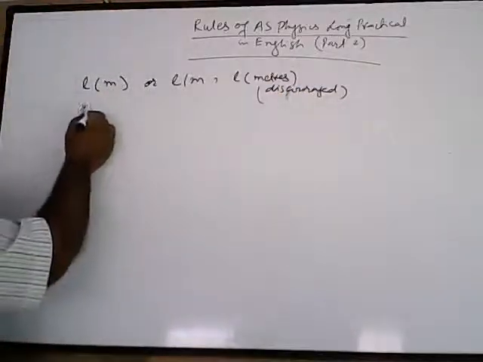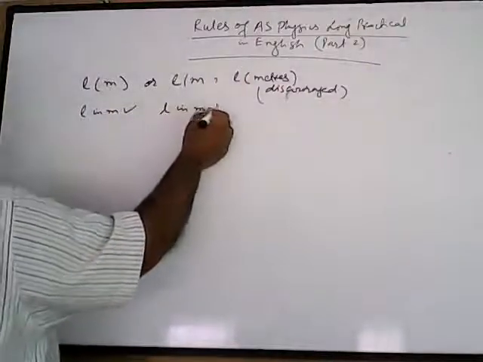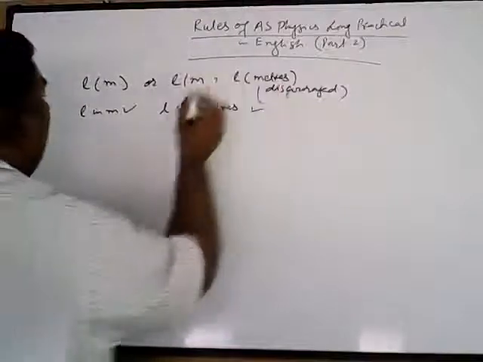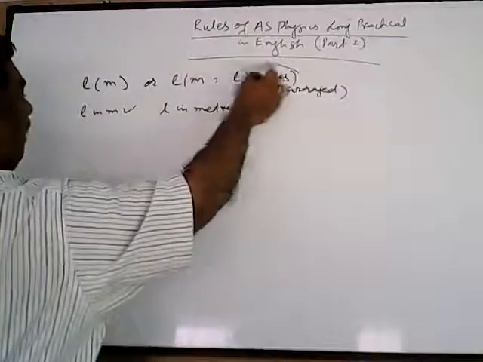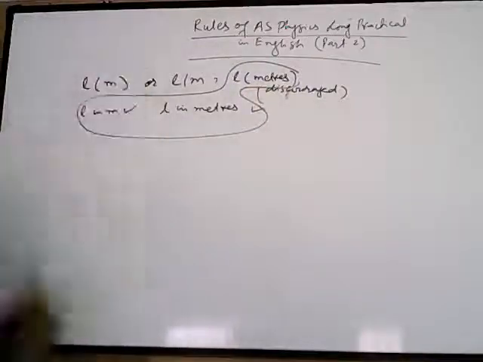Or this is also allowed, L in meter. This is also allowed, L in meters. These are also allowed, but these 3 must be discouraged. So it is better to write in this way.